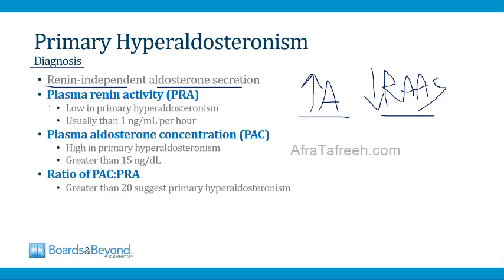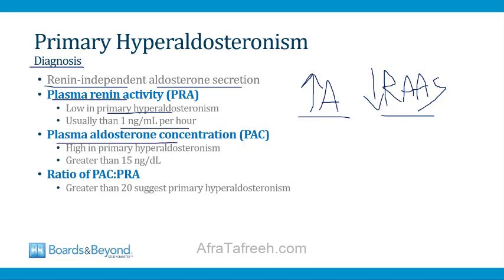There are two blood tests that are usually used for this purpose. The first is the plasma renin activity. It will be low in primary hyperaldosteronism. Usually it's less than 1 nanogram per milliliter per hour. The other blood test that's usually ordered is a plasma aldosterone concentration. This will be high in primary hyperaldosteronism. Usually it's greater than 15 nanograms per deciliter. And then in many cases, the ratio of these measurements is determined, the ratio of the plasma aldosterone concentration to the plasma renin activity. If it's greater than 20, that suggests the patient has primary hyperaldosteronism.